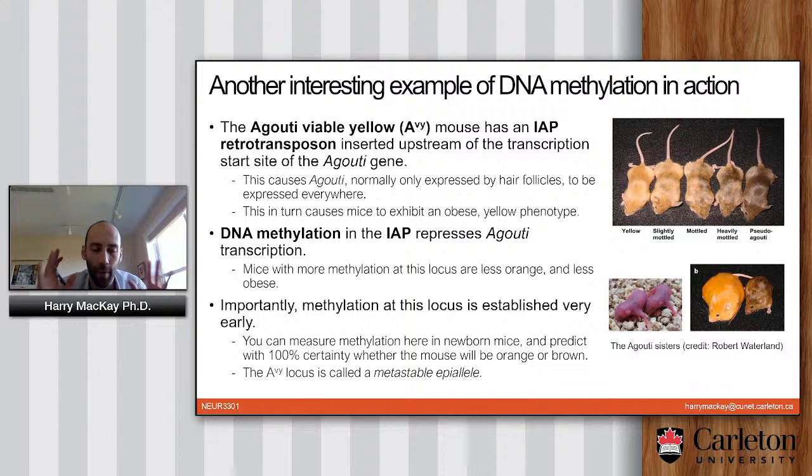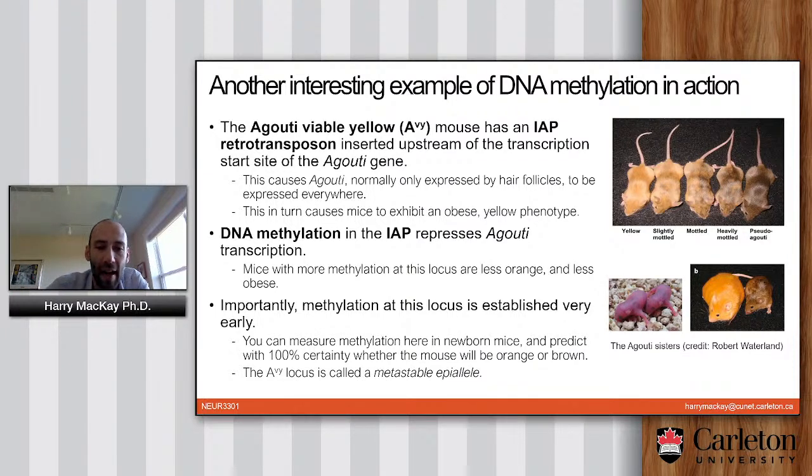The basic message is very simple. The methylation level at this particular spot in the mouse's genome can allow you to predict with almost complete certainty whether the mouse is going to be yellow or brown, or orange or brown. These are mice that are genetically identical. They're twin sisters essentially. They have no genetic difference, yet their coat color and how fat they are and how healthy they are is determined by the methylation level at this one particular gene.